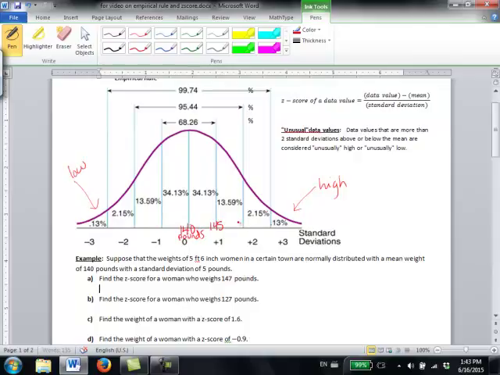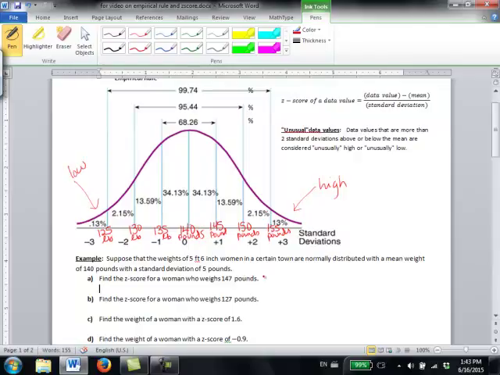Two standard deviations above would be 150 pounds right here. And three standard deviations above would be 155 pounds. Similarly, on my normal curve, I could label going downward. So 140 pounds is right in the middle at the mean, and 135 pounds is one standard deviation below. 130 pounds is two standard deviations below, and 125 pounds is three standard deviations below.